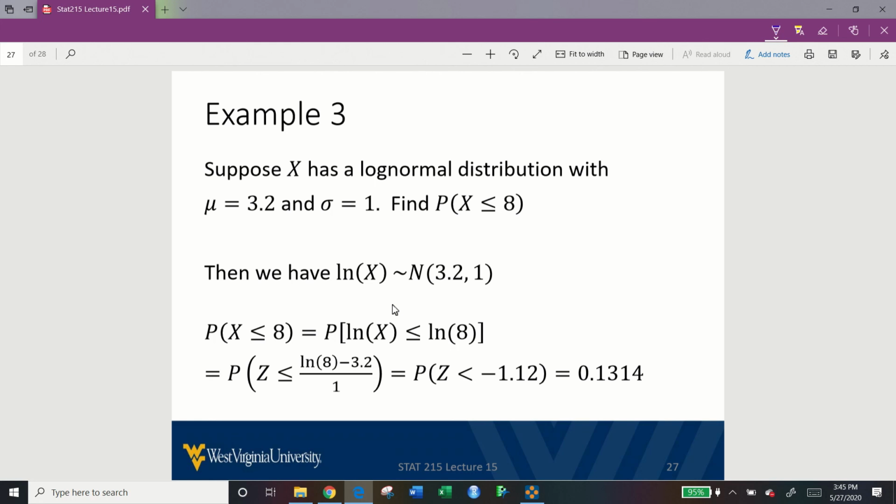If we want to find the probability of x less than or equal to 8, that equals the probability of the natural log of x less than or equal to the natural log of 8. At this point, we can say that's the probability of z less than or equal to the quantity natural log of 8 minus 3.2, all divided by 1, which is equal to the probability of z less than negative 1.12. Using our z-table, we can calculate our probability to be 0.1314. Not bad, right?